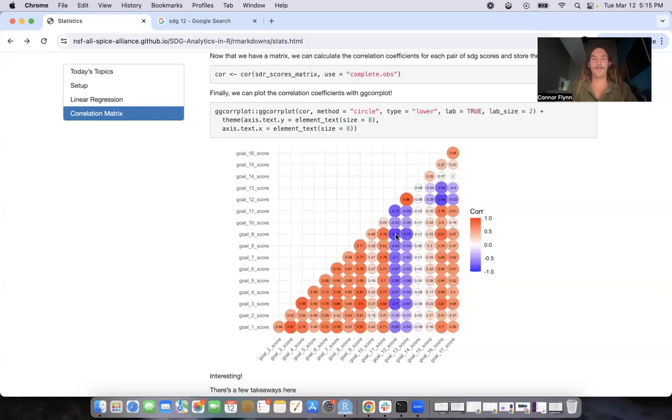And the same thing happens with goal 13. We see another row of purple, indicating negative correlations. So let's stay with goal 9 and just look at the relationship between goal 9 and goal 13. Goal 9 is industry, innovation, and infrastructure, and goal 13, climate action, have a negative correlation of 0.76, so a relatively strong negative relationship, indicating that as industry, innovation, and infrastructure increases, the SDG score for climate action tends to decrease, right?